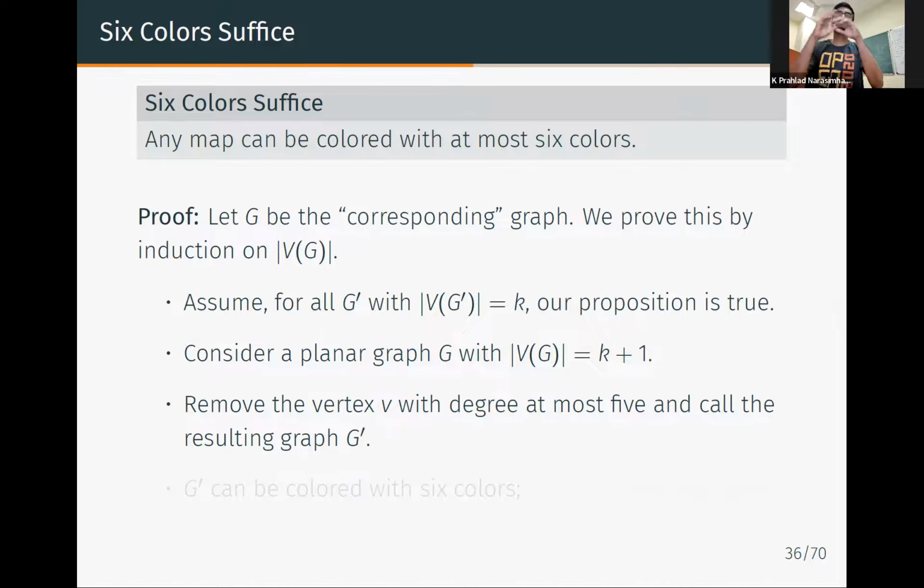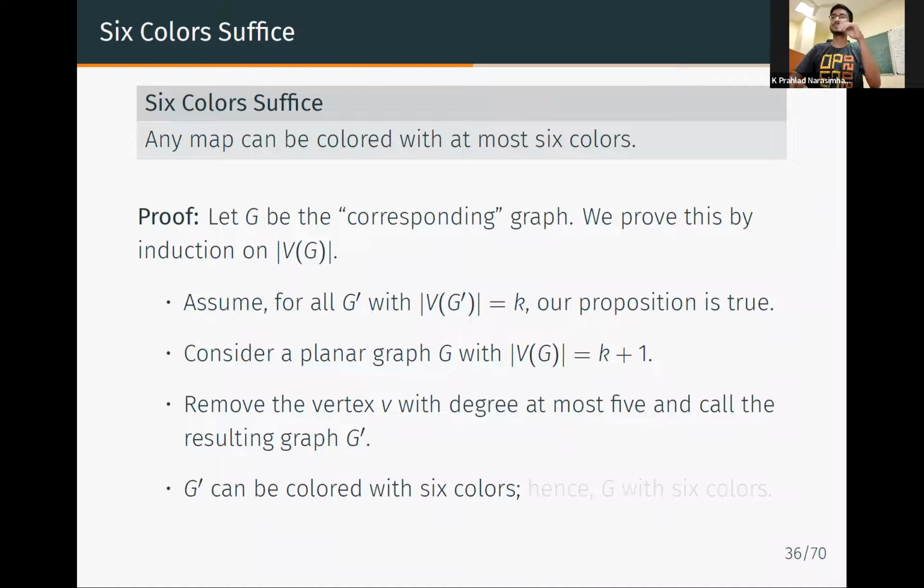Moreover, you can at least hopefully see that this is still planar, right? If I remove a vertex from a planar graph, everything else is still planar, right? Because I can draw it. Use the same drawing, just erase the vertex V. Now, what do we know? We know that G dash can be colored with 6 colors.